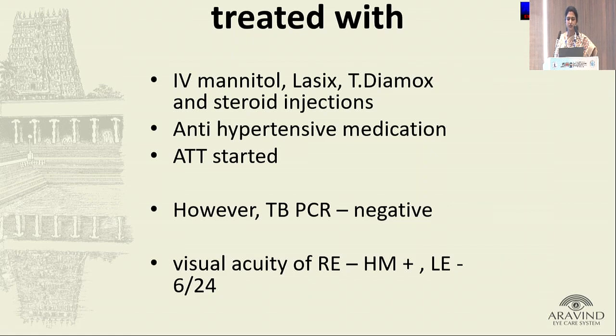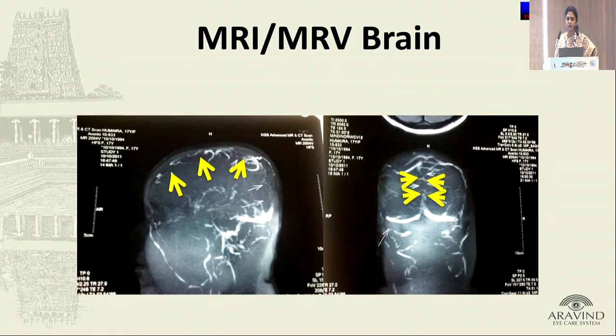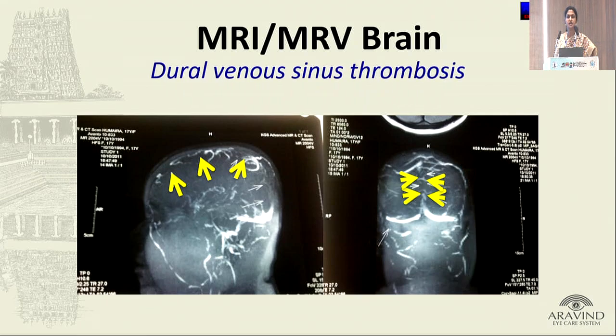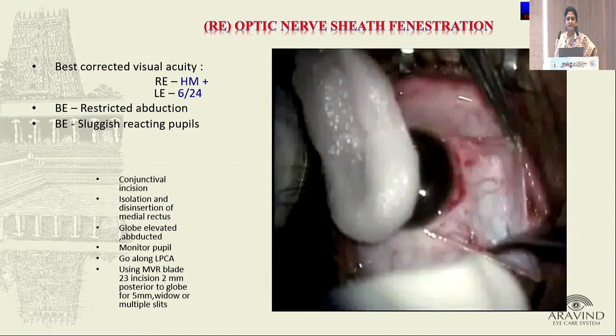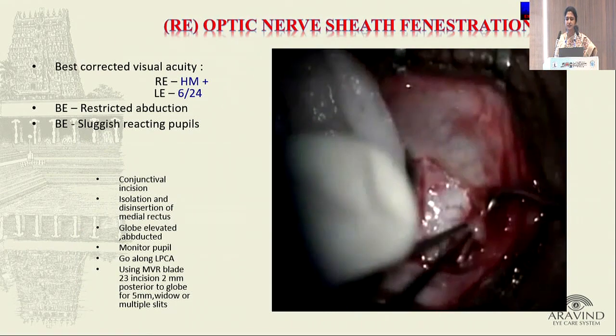A visual acuity of right eye hand movements and left eye 6/24 was obtained. Then a repeat MRI was done, which showed a dural venous sinus thrombosis. Now for this, we went ahead and did an optic nerve sheath fenestration.